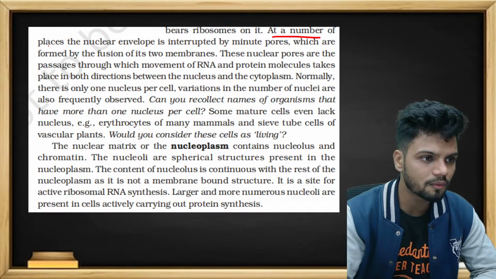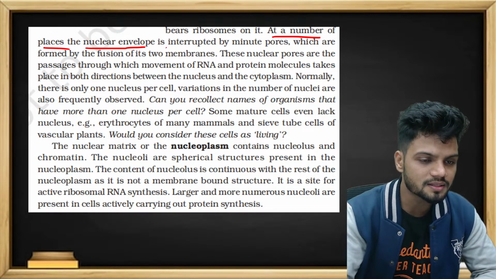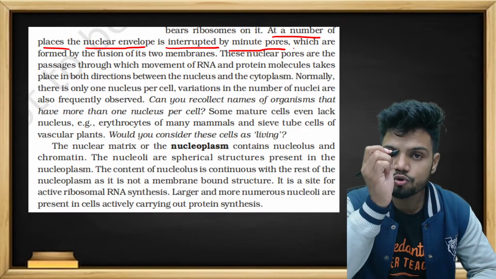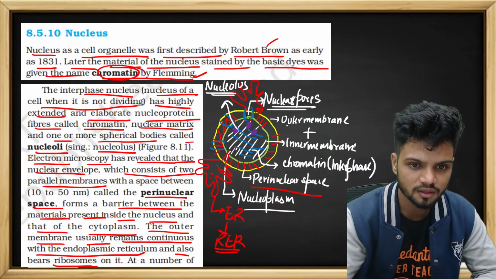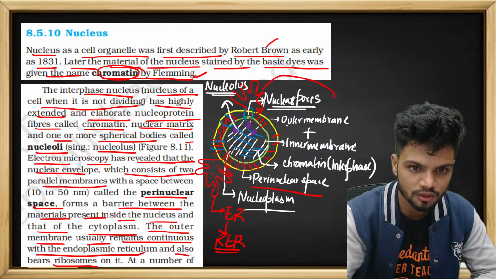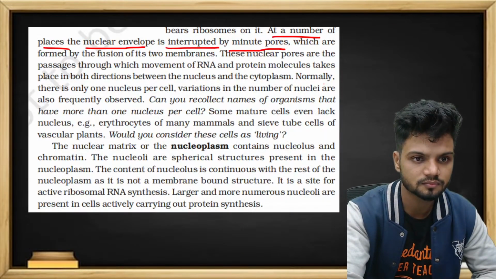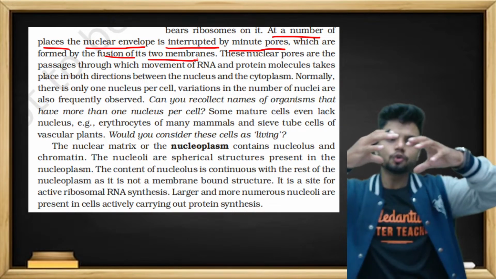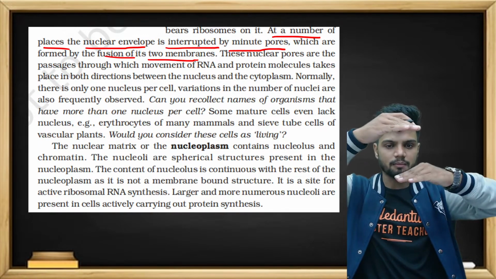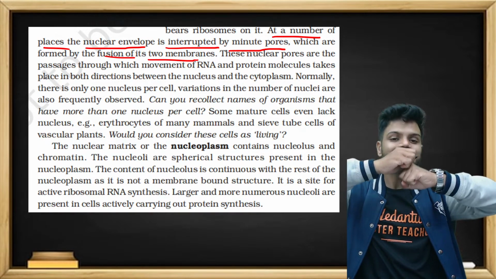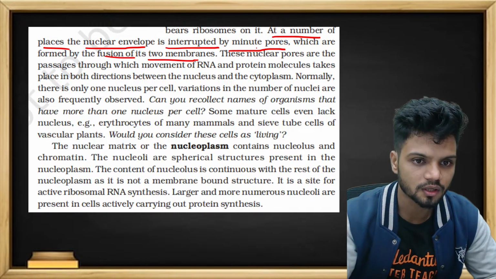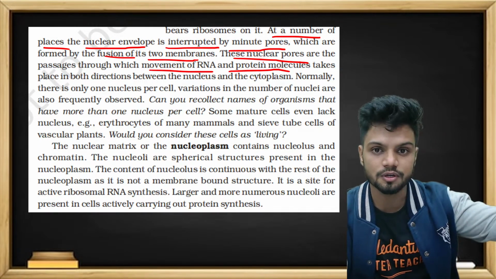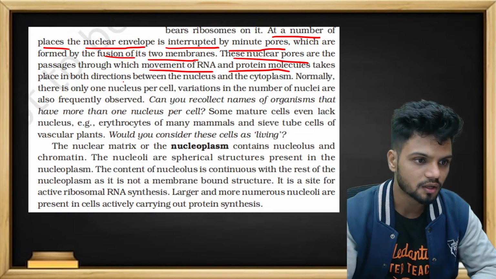At a number of places the nuclear envelope is interrupted by minute pores. The minute pores are called what? Nuclear pores. You see here? Nuclear pores are also present, which are formed by the fusion of two membranes. I told you, when the outer membrane and inner membrane fuse together, they make the nuclear pore. These nuclear pores are important for movement of RNA and protein molecules inside and outside of the nucleus.